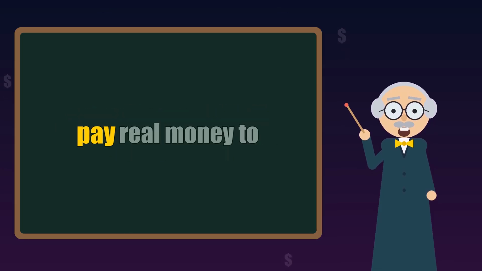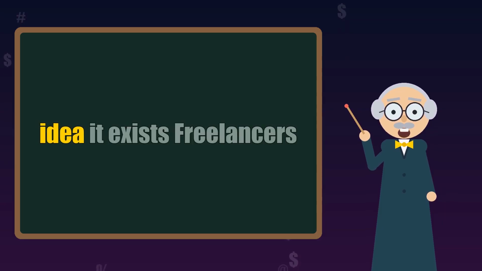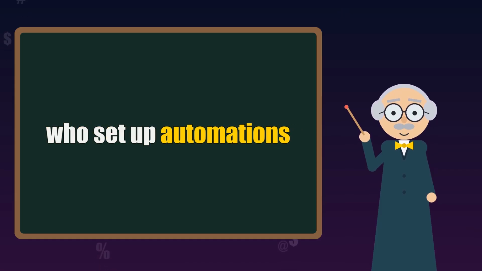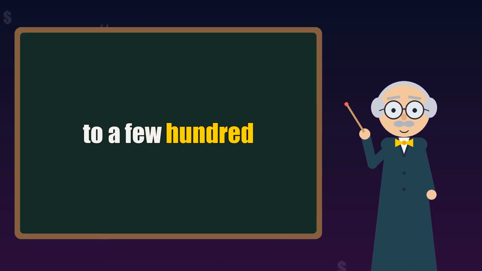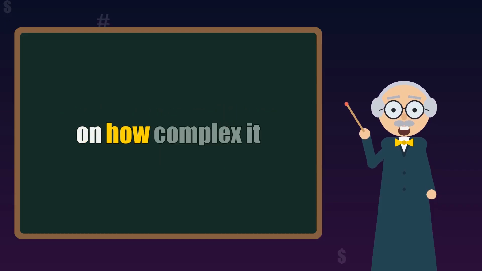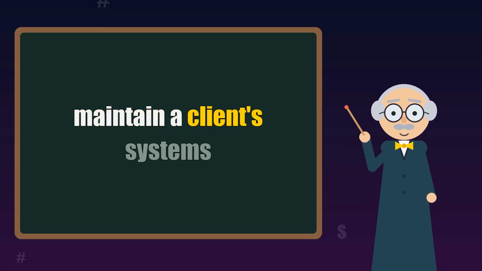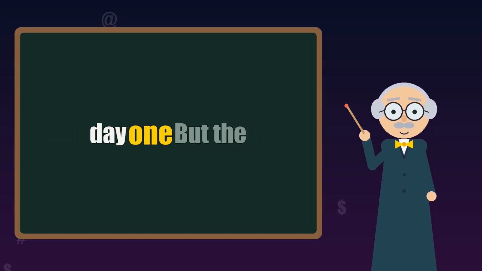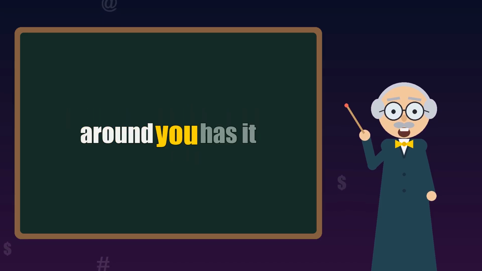So what's this actually worth? Well, businesses pay real money to have this stuff set up for them, because most owners have no idea it exists. Freelancers on Upwork and Fiverr who set up automations for small businesses report charging anywhere from $50 to a few $100s per workflow, depending on how complex it is. Some build monthly retainers where they just maintain a client's systems. I'm not promising you those numbers, and you won't earn them on day one. But the skill is genuinely in demand, and almost nobody around you has it.